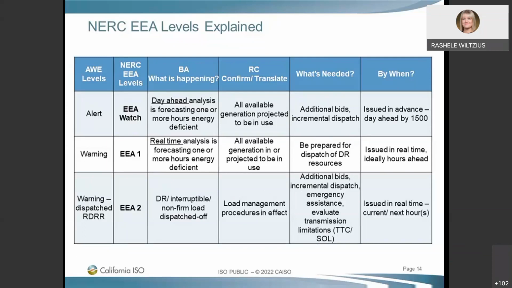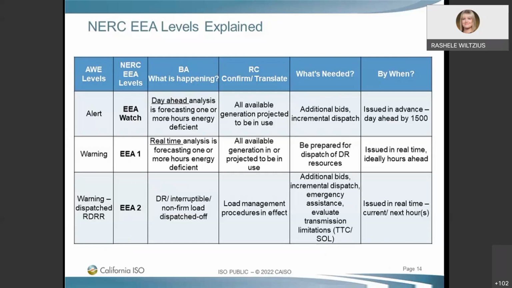Now, in a warning, a current warning, that is going to translate to an EEA1 moving forward. And in that case, that's a real-time analysis that's forecasting 1 or more of those hours as energy deficient. Okay, so essentially all available generation is in or is projected to be in use. In this case, you want to be prepared for that dispatch of demand response resources. Okay, that happens during an EEA2, but you want to prepare for it if you see an EEA1.